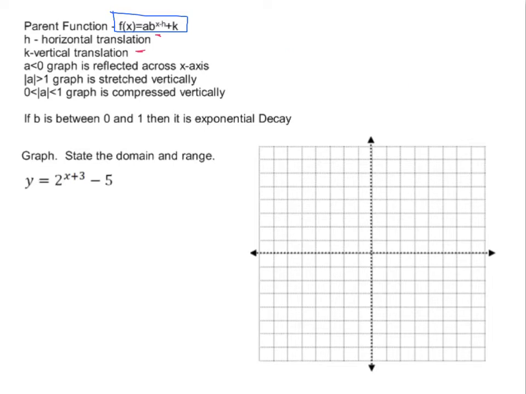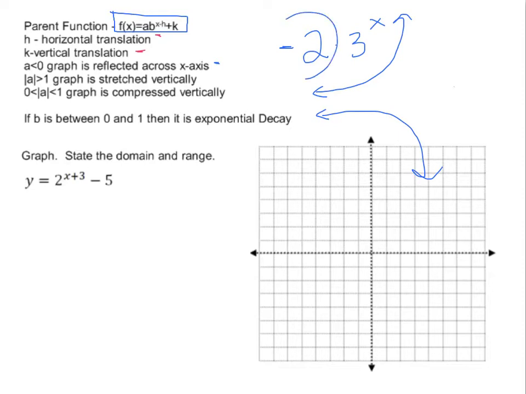We know here that if a is less than 0, that means we're reflected across the x-axis. So if we have a negative value here in front, that means that instead of having our exponential go up like that, our exponential will end up being underneath. It'll be reflected across the x, so it'll look something like that. So that's when we have a negative value out in front.